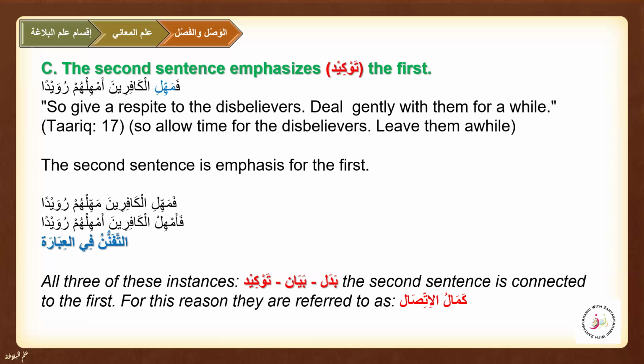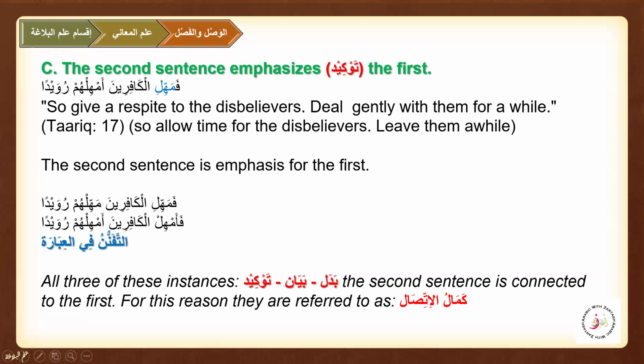So when the second sentence is emphasizing the first sentence, there is no wow mentioned, and this is the example of fasl. So basically, there are three instances of when sentence one and two are connected to each other. That is, we learned the badal, the substitute, bayan, the clarification, and tawqid, that is the emphasizer. So in all these three instances, badal, bayan, tawqid, the second sentence is connected to the first, and for this reason they are referred to as kamalul ittisal.